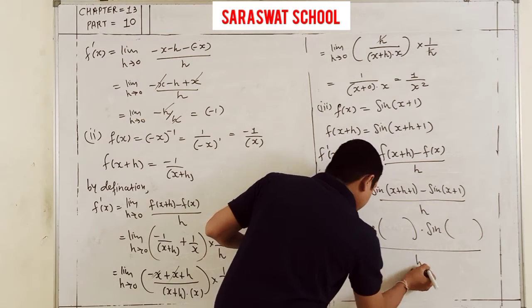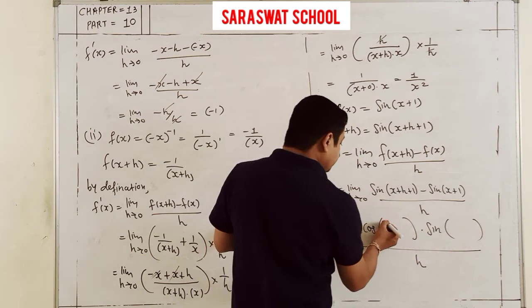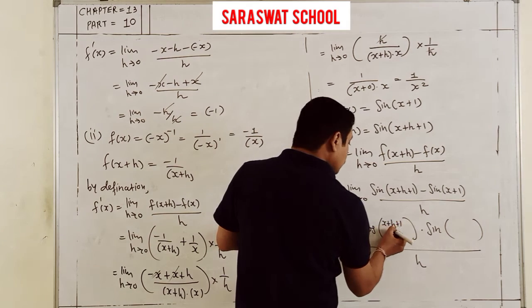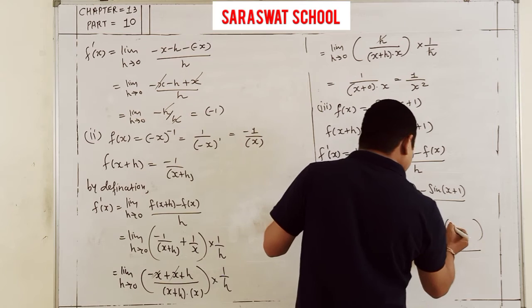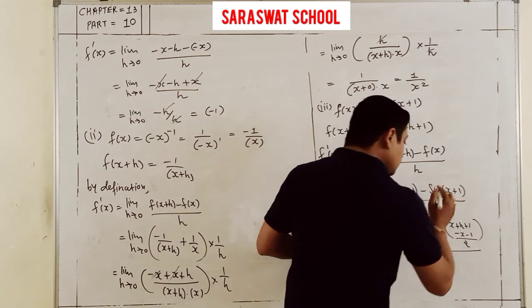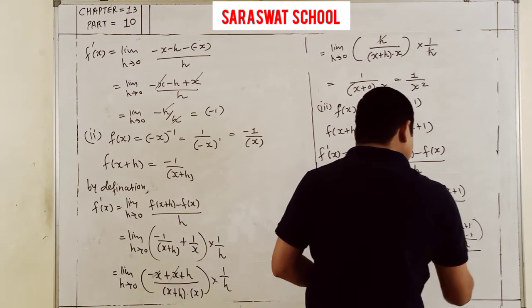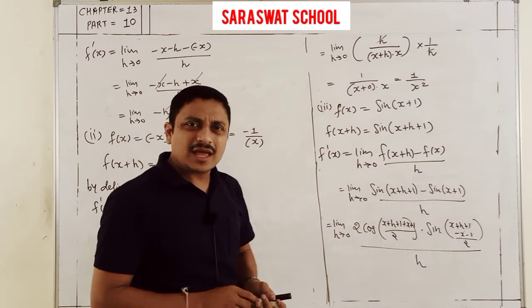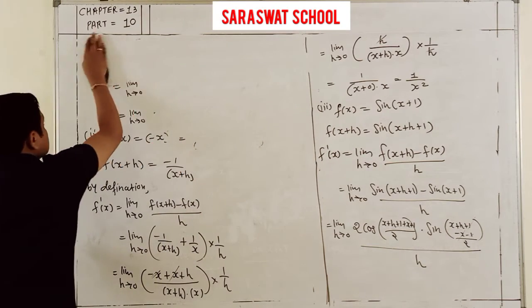sine by h. Both angles added, divided by 2, and both angles subtracted, divided by 2. So your answer is, students, here x cancels, 1 cancels. Another, as it is, I will show that in my solutions.